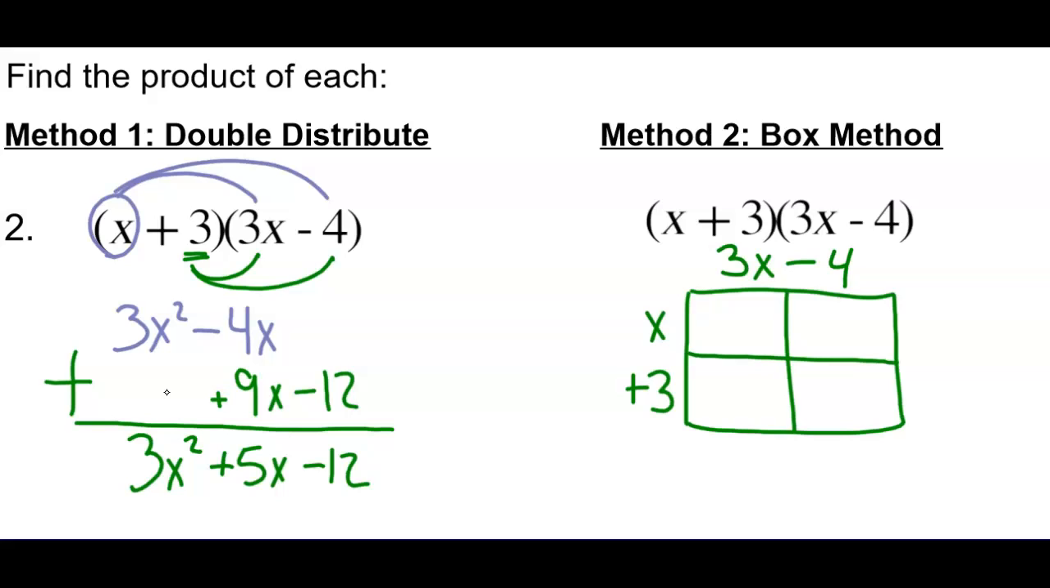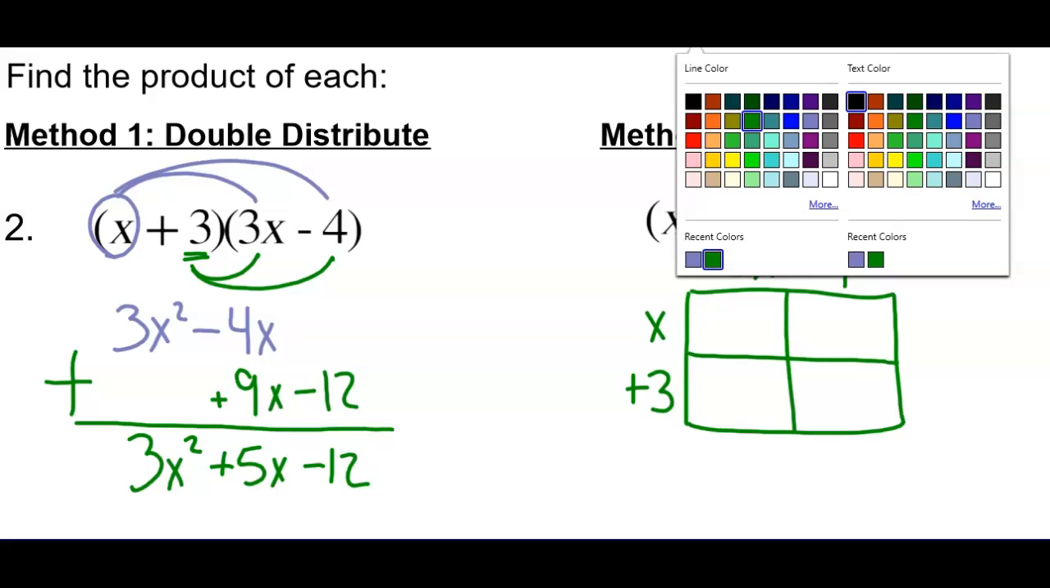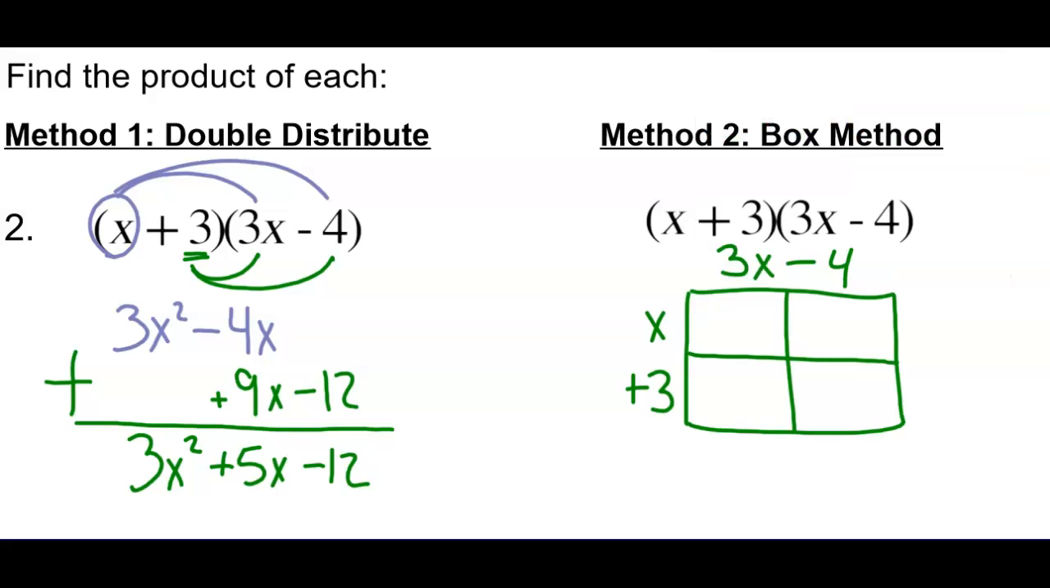Fantastic. Now, when you set up your box, this is what your box should have looked like. Okay? So now, remember, I'm gonna multiply x times 3x, and I'm gonna get 3x squared. I'm gonna get my purple here. So 3x squared, because I multiplied x times 3x. So those come together in the inside. X times -4 gives me -4x.